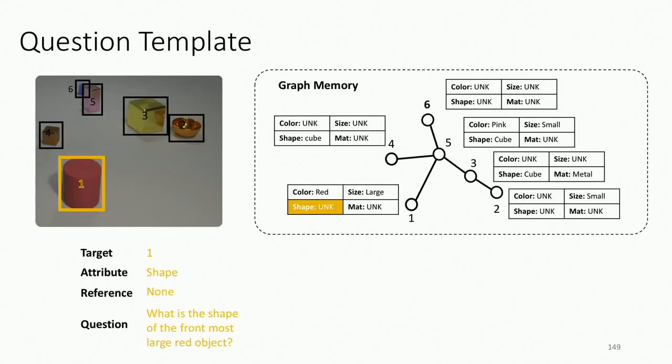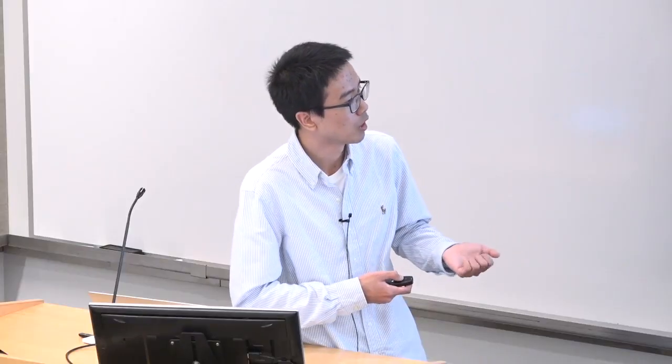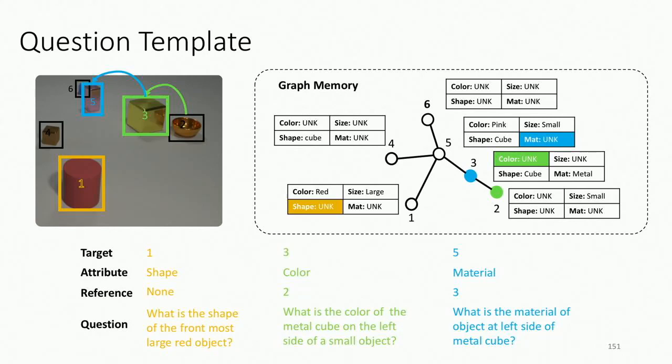For example, if the agent wants to ask about this object, and there is no reference, it asks: what is the shape of the frontmost large red object? If it already knows it's a large, red object, but does not understand the shape, it will ask about this. Then it will also ask like this, but in this case we have a reference to this object, so it will ask about the color of the metal cube on the left side of a small object. And finally, we can further ask about object 5 in a similar way.